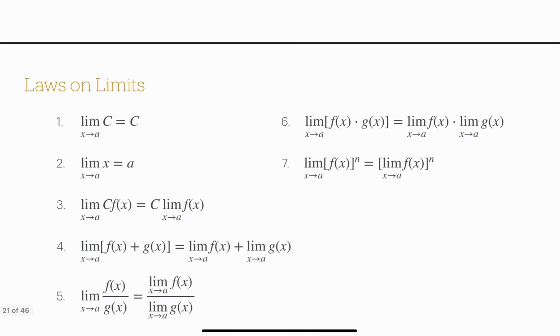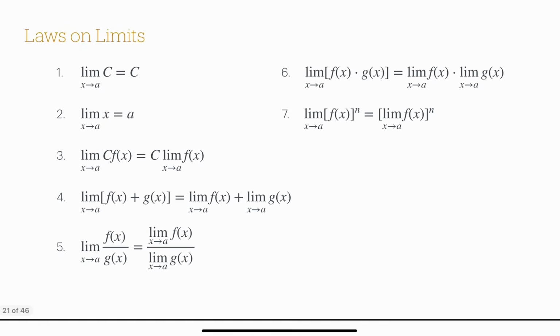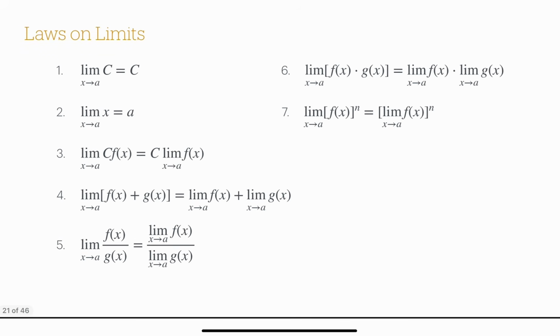So there are several laws of limits that we use to evaluate the limits of functions. The limit of c as x approaches a is just the constant itself, where c is a constant. The limit of x as x approaches a is equal to a, which is the value that x approaches. The limit of c f of x as x approaches a is equal to c times the limit of f of x as x approaches a, meaning the constant can just be placed before the limit.